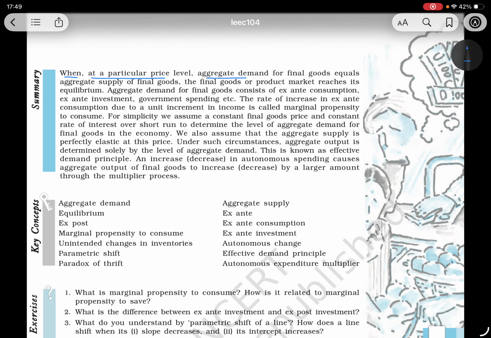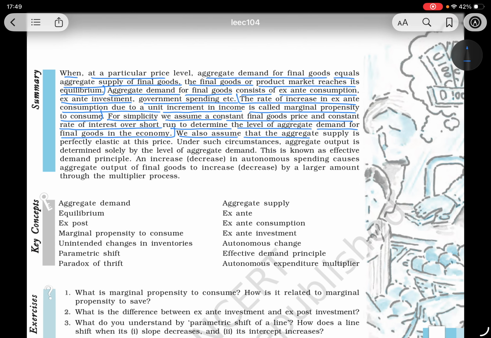When at a particular price level, aggregate demand for final goods equals aggregate supply of final goods, the final goods or product market reaches its equilibrium. Aggregate demand for final goods consists of ex ante consumption, ex ante investment, government spending, etc. The rate of increase in ex ante consumption due to a unit increment in income is called marginal propensity to consume. For simplicity, we assume a constant final goods price and constant rate of interest over the short run to determine the level of aggregate demand for final goods in the economy. We also assume that the aggregate supply is perfectly elastic at this price.